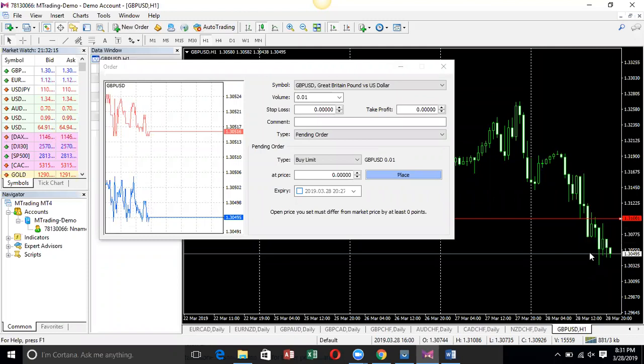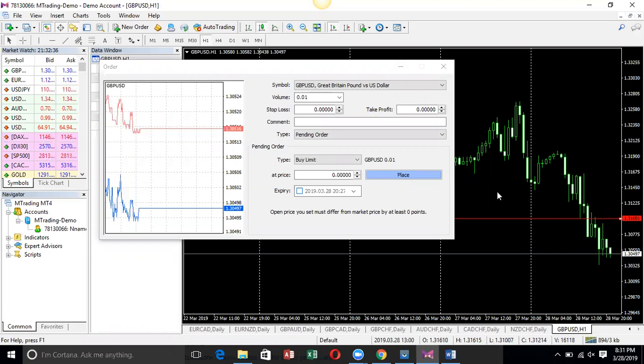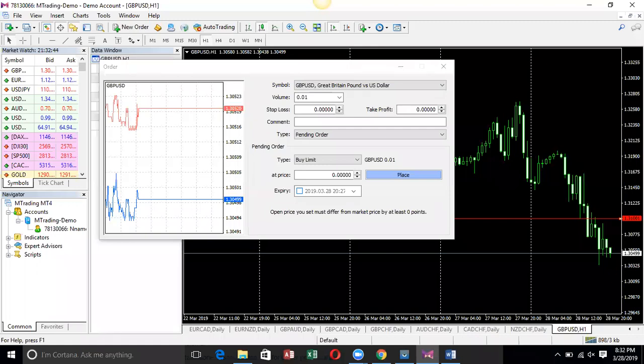Can you see the current market price? And I said that I want to place a trade at this 1.3100. I'm the one that made this choice of 1.3100. Because it's my choice and it is away from the current market price, it's called the at price. And at the same time, I can say that I want to place a trade at 1.3032, this price.